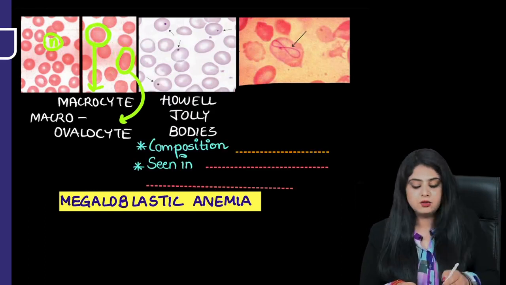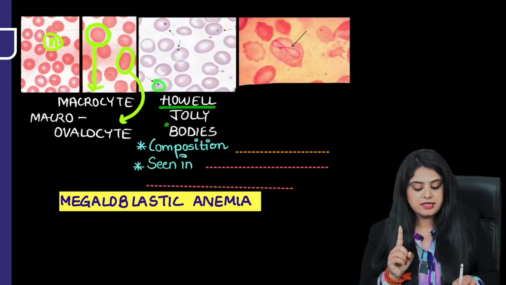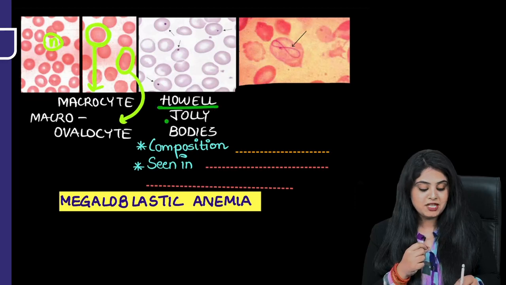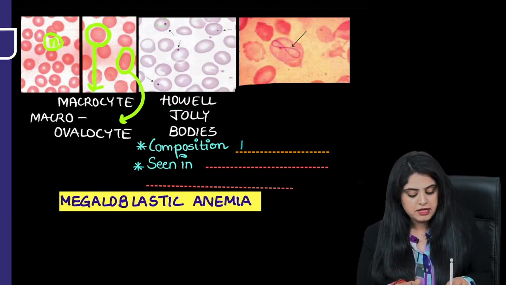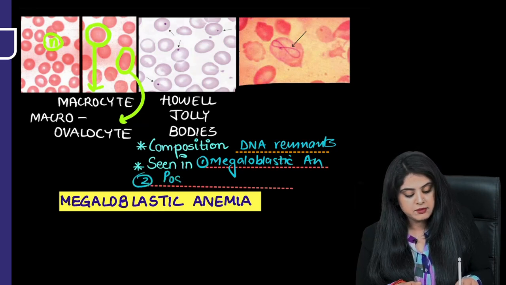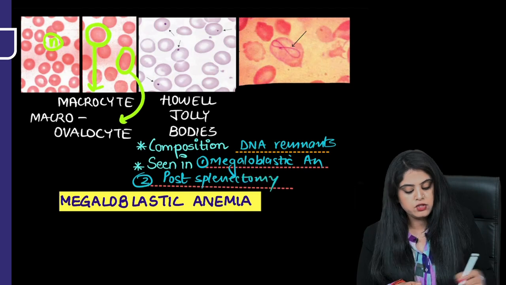I always used to tell you that the single dot is the Howell-Jolly body, and I give you a mnemonic also that during your exams you have to be single so that you can concentrate. So happy and jolly to be single is how you learn it. So these are single bodies. What are they made up of? They are made up of DNA remnants. And which anemia am I talking about, guys? They are seen in number 1 megaloblastic anemia, but other than megaloblastic anemia, please note, they are also seen in a post-splenectomy case. If you have a patient who's undergone a splenectomy, you will see the Howell-Jolly bodies.